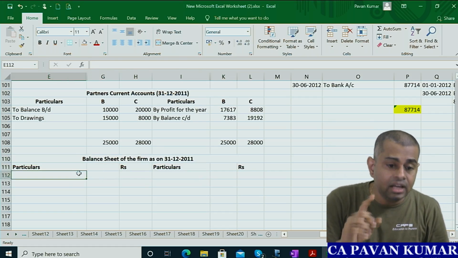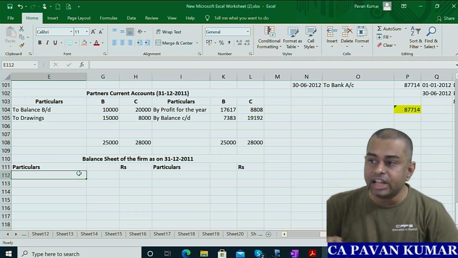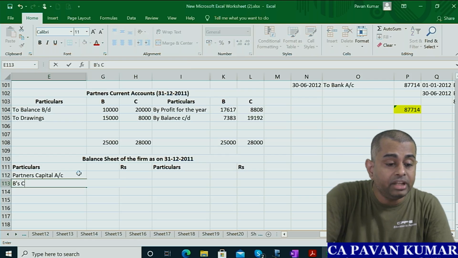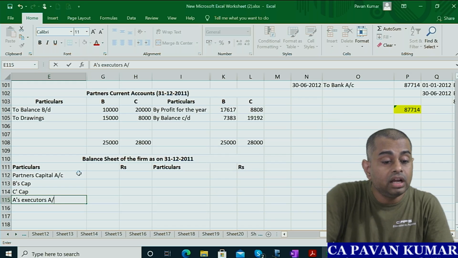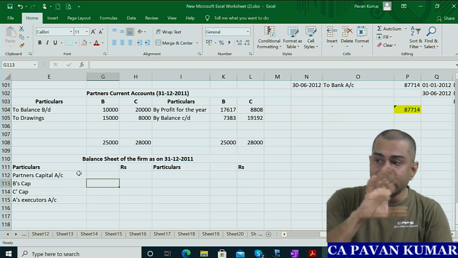On this day, do I have capital accounts of partners? Yes. What are the capital accounts of partners? B's capital will be there. C's capital will be there. And A's executors account will be there. First two are capitals. Third one is liability.